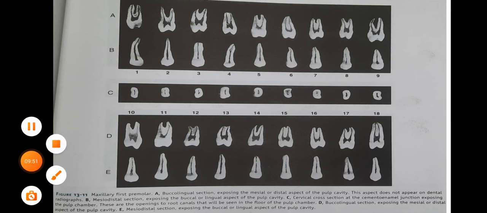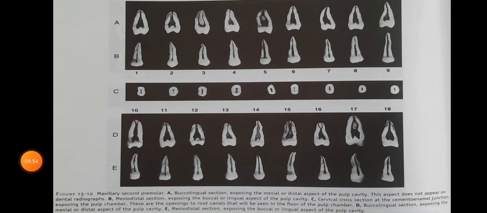This is figure 13.12 showing the maxillary second premolar. In picture A, you can see the buccolingual section exposing the mesial or distal aspect of the pulp cavity. This aspect does not appear on the dental radiographs. Important thing. Let's have a discussion on the buccolingual section in figure 13.12 A and D.